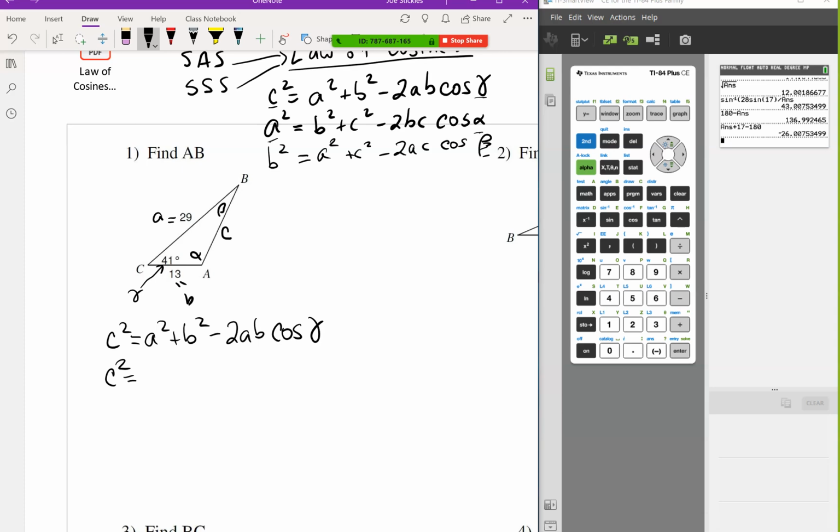Now we're going to just plug in the different values. I have A is 29, B is 13, and so I get the 29 and the 13 also in that second term. And my gamma, in this case, is 41 degrees.